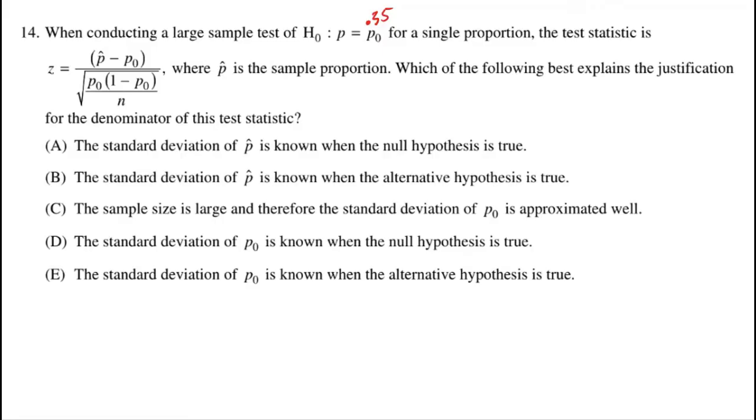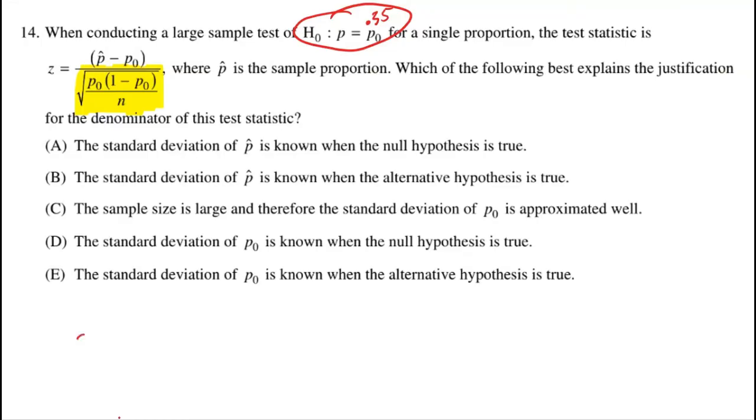Which of the following best explains the justification of the denominator of this test statistic? Now, the deal here is that when we conduct a significance test, we have to assume that the null hypothesis is true. So if we're going to assume that the null hypothesis is true, we can actually calculate standard deviation.